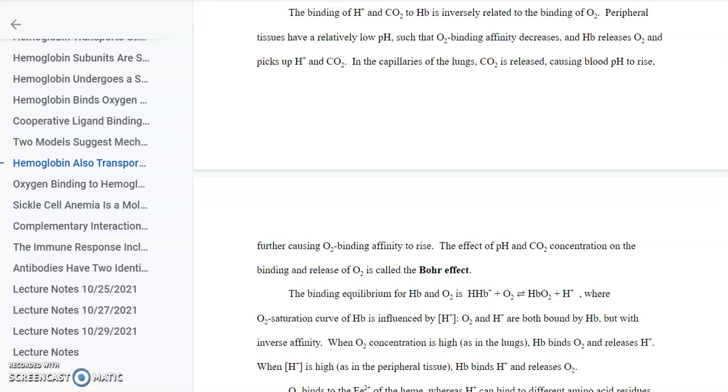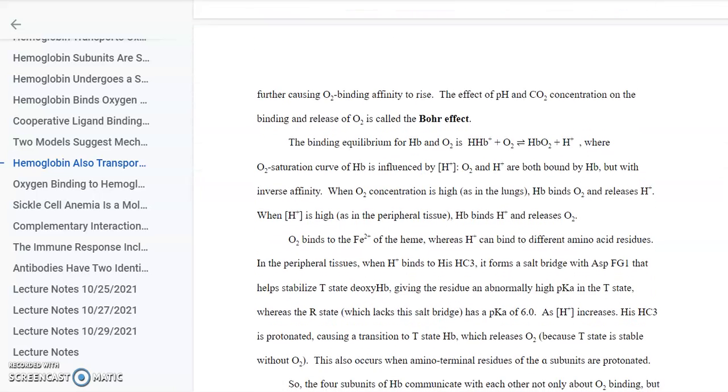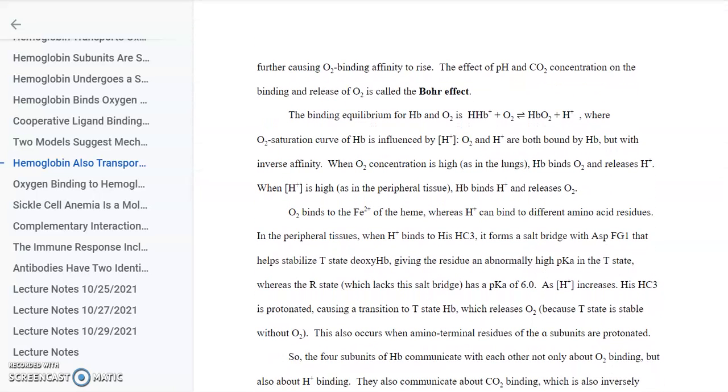In the capillaries of the lungs, CO2 is released, causing blood pH to rise, further causing O2 binding affinity to rise. The effect of pH and CO2 concentration on the binding and release of O2 is called the Bohr effect.